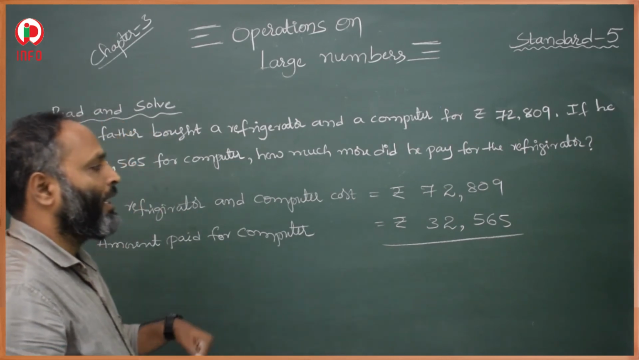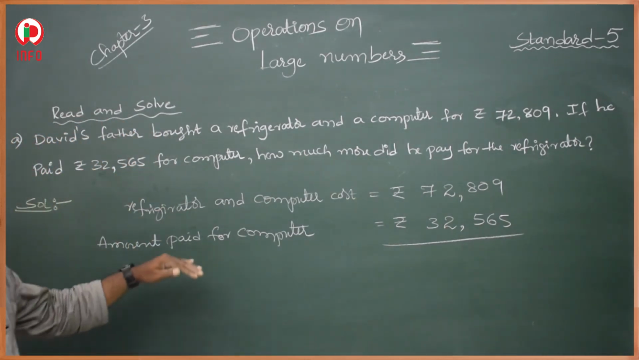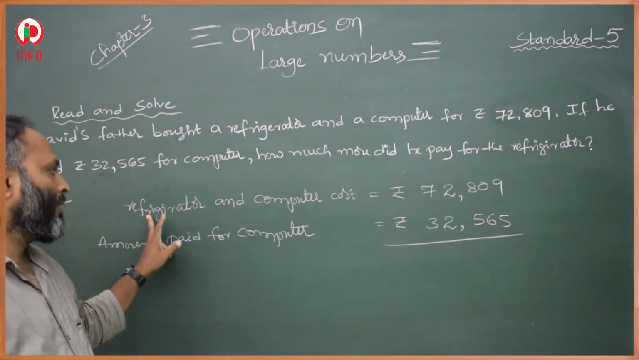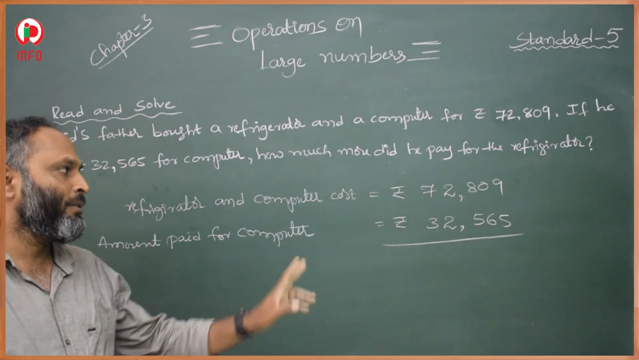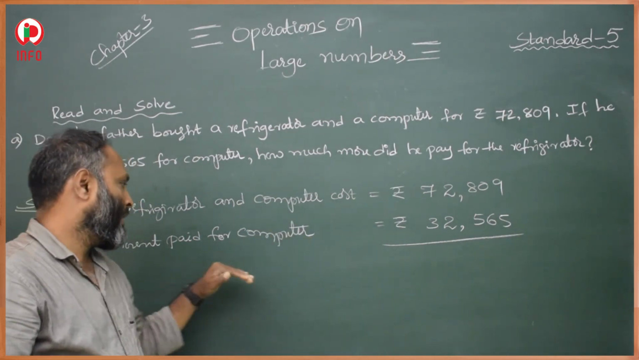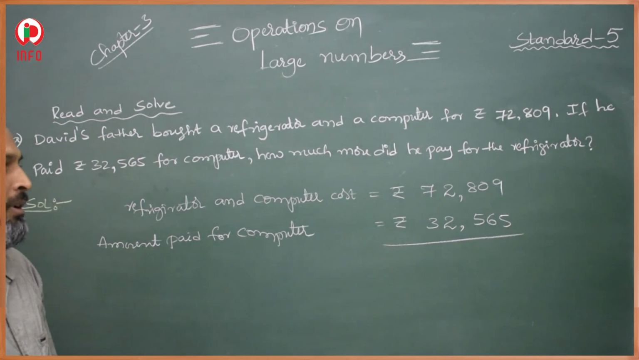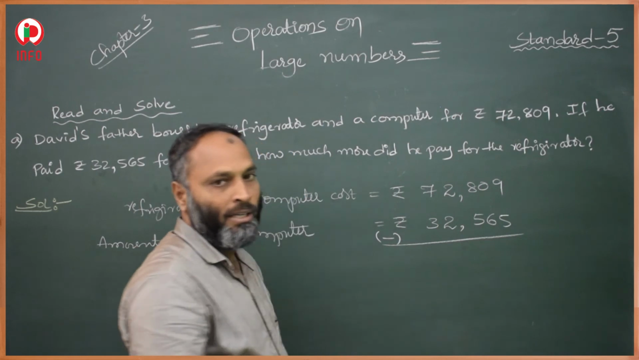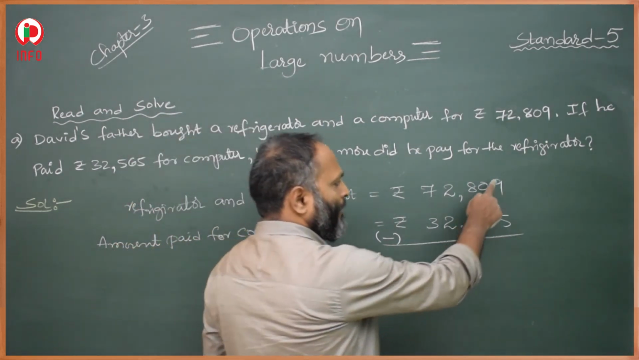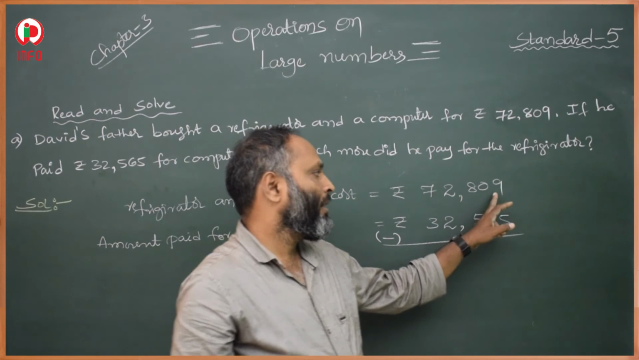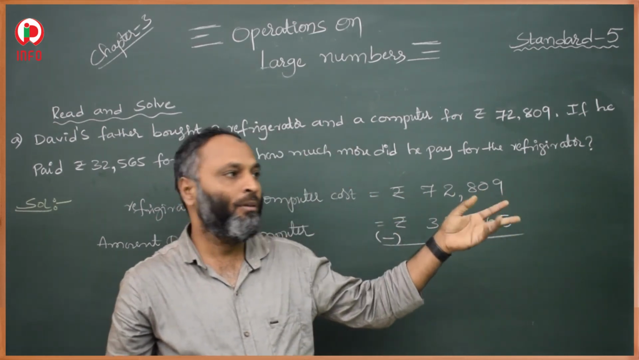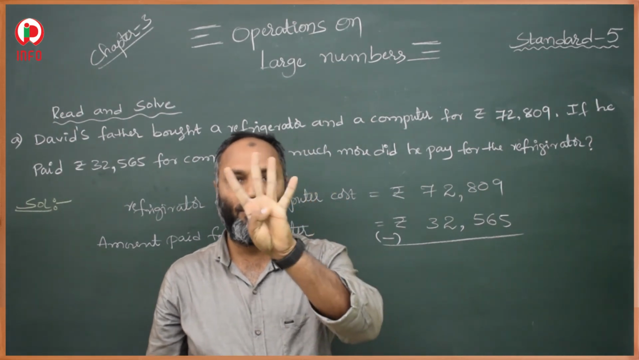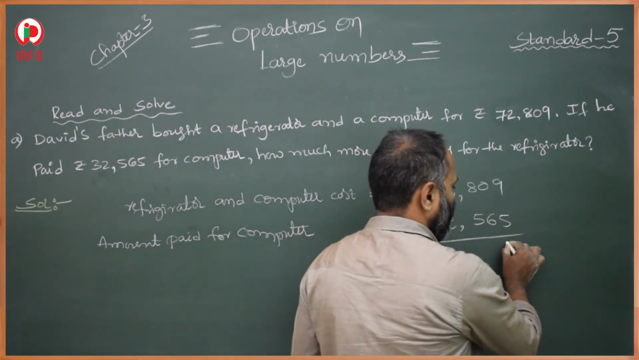Then how much amount does he have to pay for the refrigerator? The computer amount he paid. The total refrigerator and computer cost is 72,809. Out of this amount he paid the computer amount. Then how much amount is left? So here we have to subtract. 9 minus 5. 9 is a bigger number. This is the minuend. Minuend is bigger, so no need to take borrow. 5 means from 6 to 9 we have to count: 6, 7, 8, 9, that is 4. 9 minus 5 is 4.